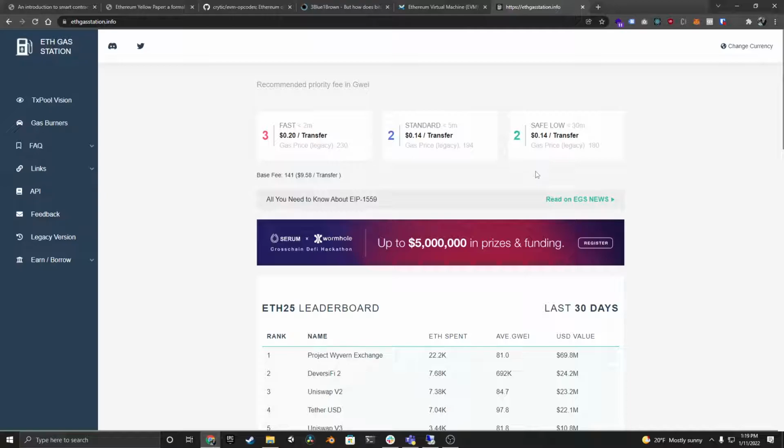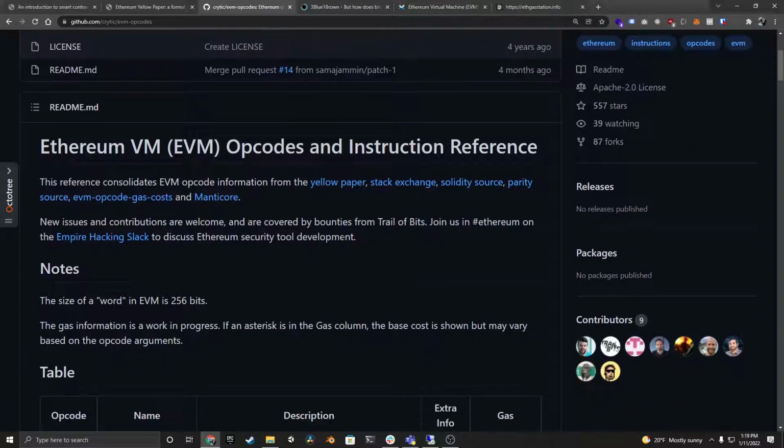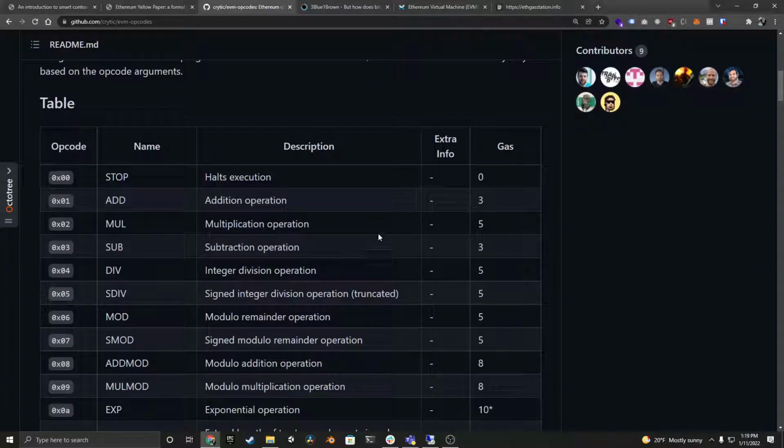So a single WEI is 10 to the negative 19th of an ETH. So it's a very small denomination of a single ETH. And when we're talking about the price of gas, we usually refer to it in GWEI, or billion WEI. Now, each opcode on the network, you can see here through this reference, has a specific gas price. So every single instruction correlates to some type of cost in gas.